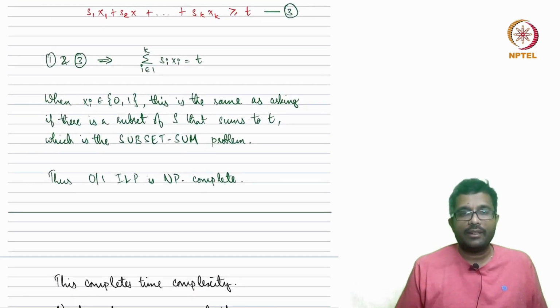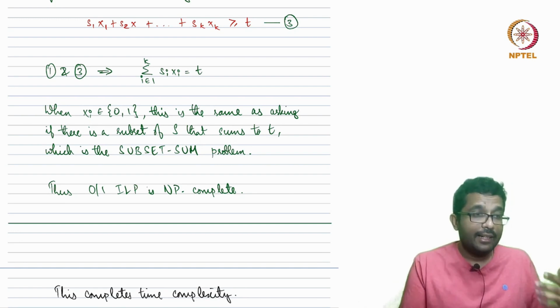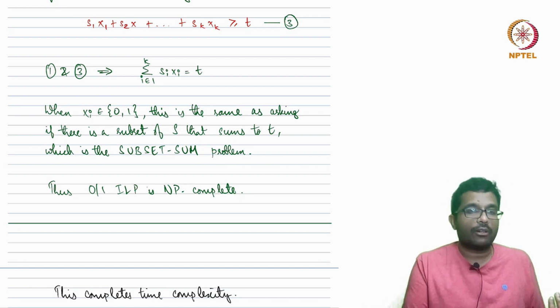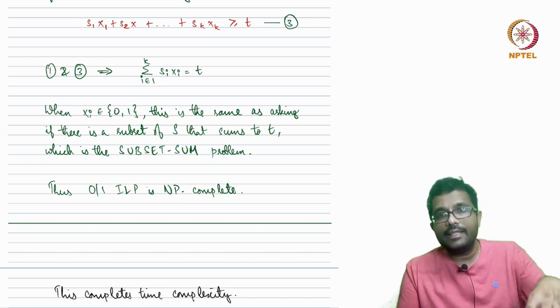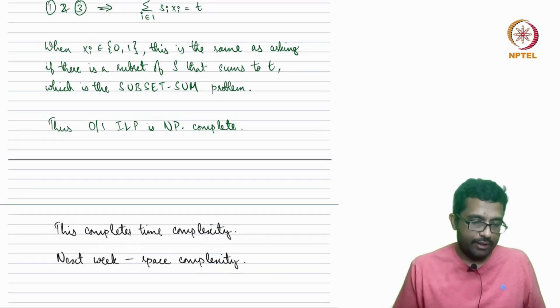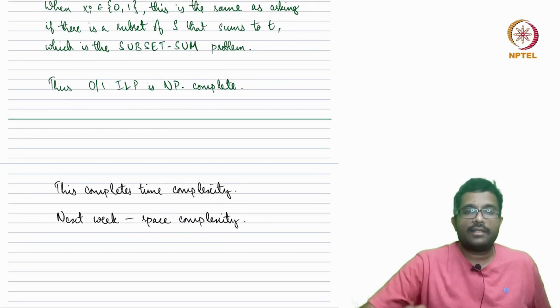NP complete. And the fascinating thing about integer linear programming is that linear programming without the constraint that the numbers are integers is polynomial time solvable. But when you put the condition that the numbers are integers, then it becomes hard. It becomes NP complete. So that is all that we saw in week 11, and that completes the time complexities chapter.